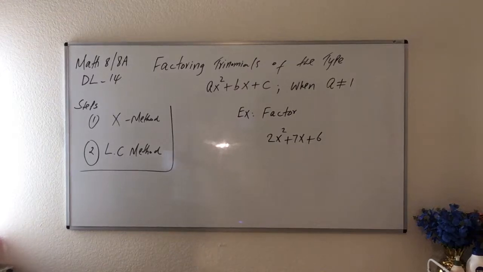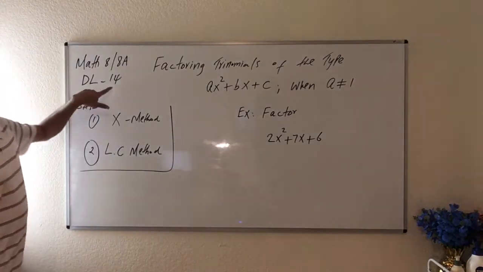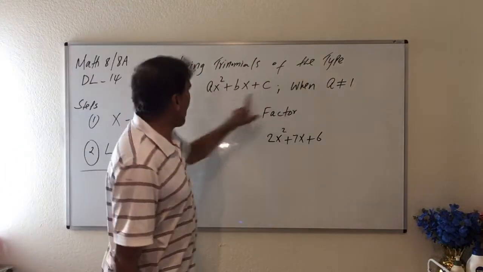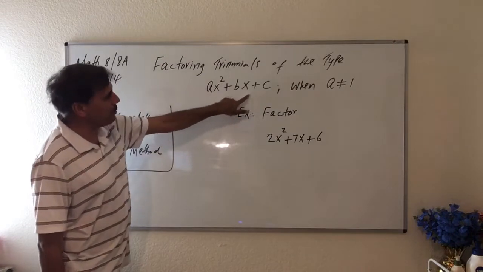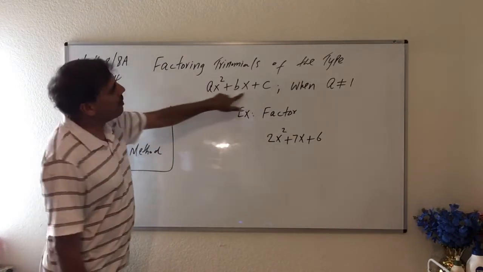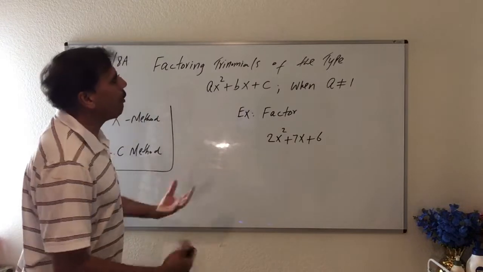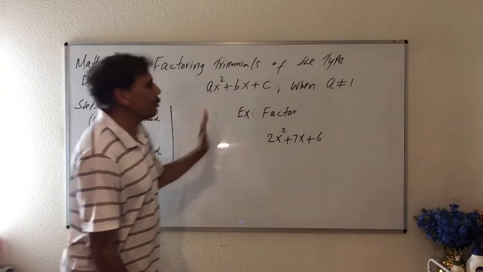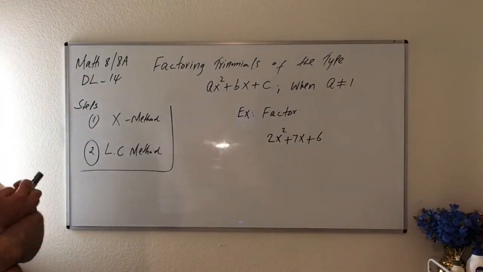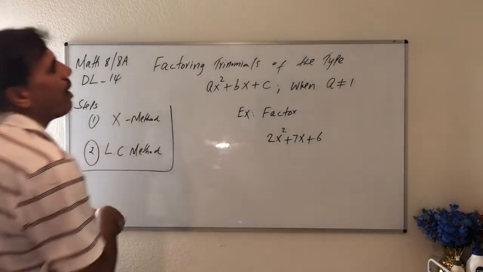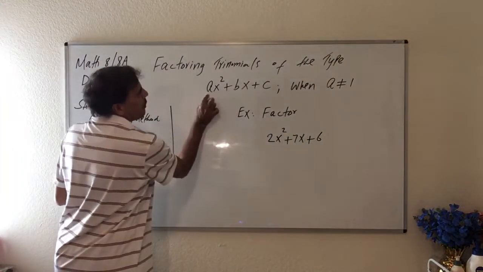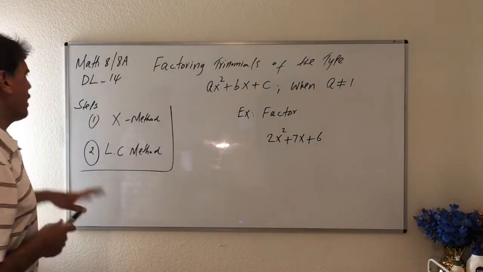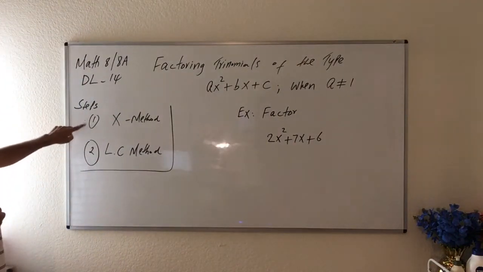Oh, hello everybody. The next one we're going to do is your assignment number 14, which is factoring trinomials of the type ax squared plus bx plus c. It is still the second degree trinomial in descending order. Now we're going to say here when a, the leading coefficient, is not 1. So last time we had a few worksheets where a was 1. Now a is not going to be 1. It can be a prime number, it can be a composite number. But the first step stays the same, the x method.